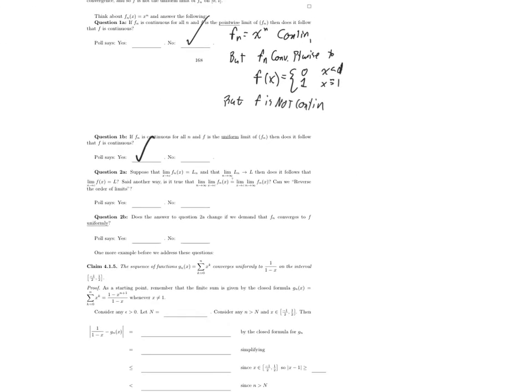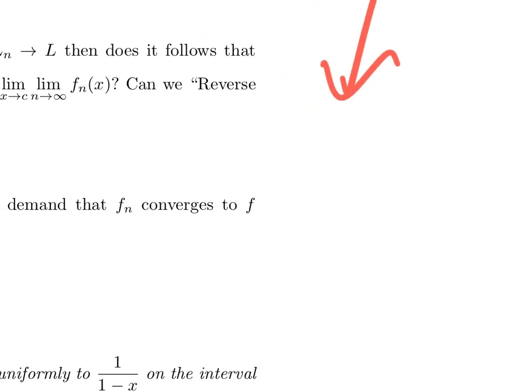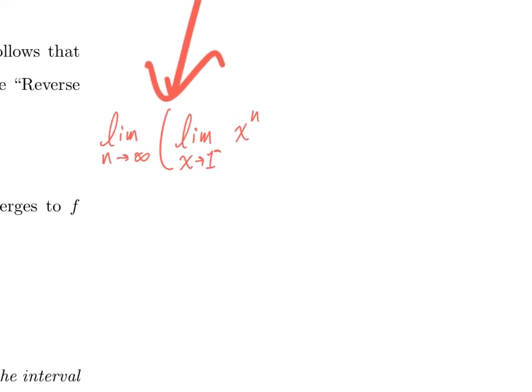But we see that we can't. Let's take this same example. If we take the limit as n goes to infinity of the limit as x approaches 1, maybe for emphasis I'll say 1 from below, of x to the n, let's see what we get. What's the limit as x goes to 1? It's just 1. The limit as x goes to 1 of x to the n converges to 1. So I'll see the limit as n goes to infinity of 1, which is 1.